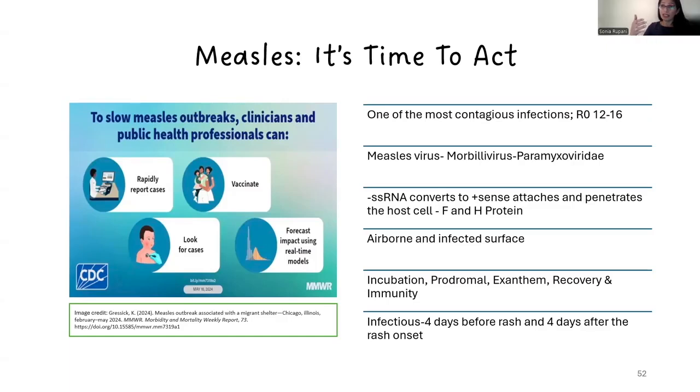And then there's flaking of the skin, and there's clinical improvement. The cough can persist up to 2 weeks. The recovery phase is where, after this infection, they build the immunity, and it's a lifelong immunity in most cases. It's rare to have a reinfection. Remember the rule of 4: patients are infectious 4 days before the rash and 4 days after the rash.